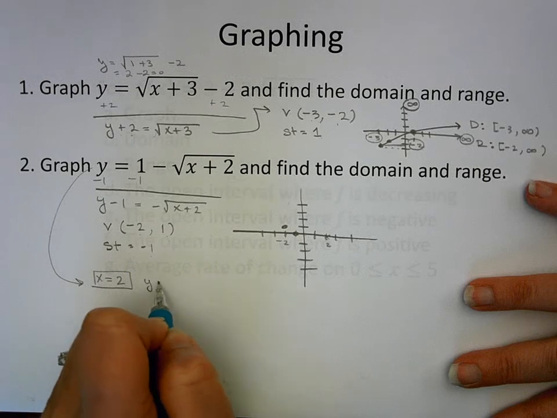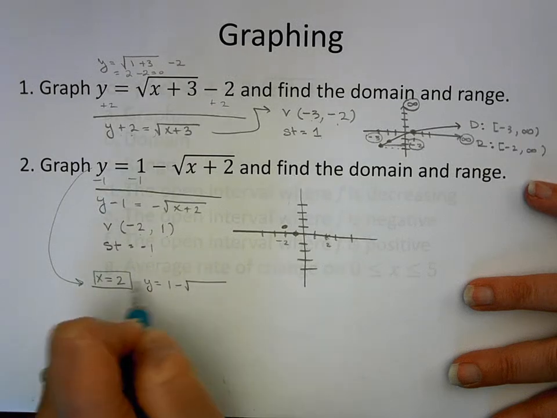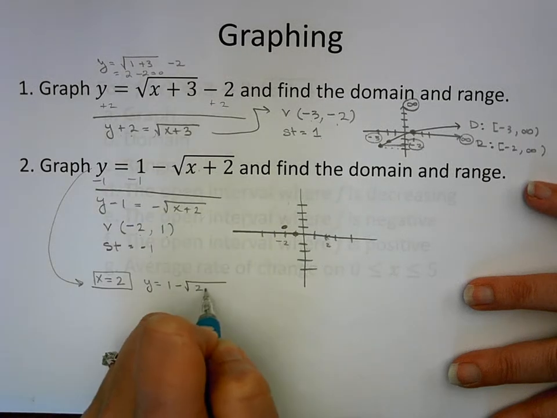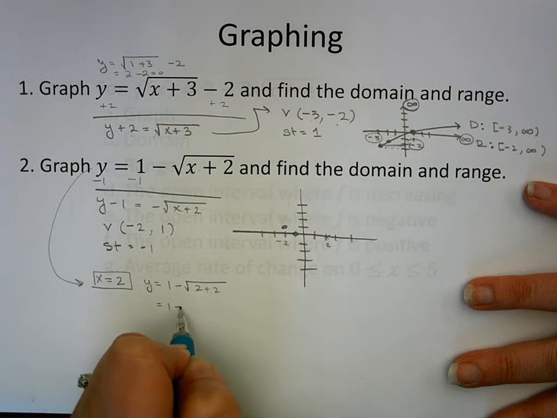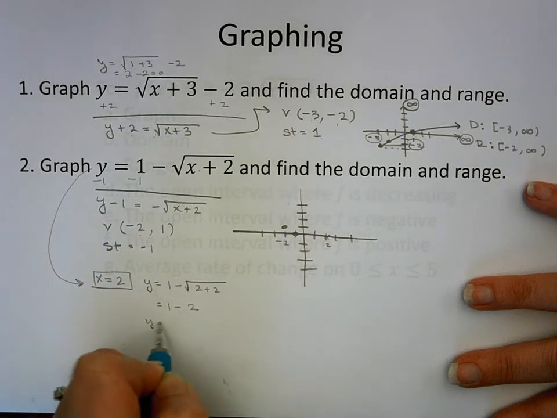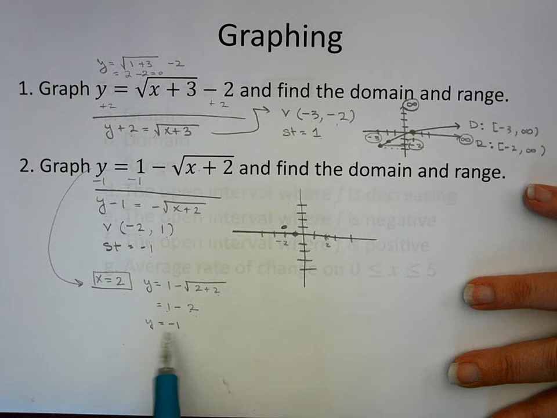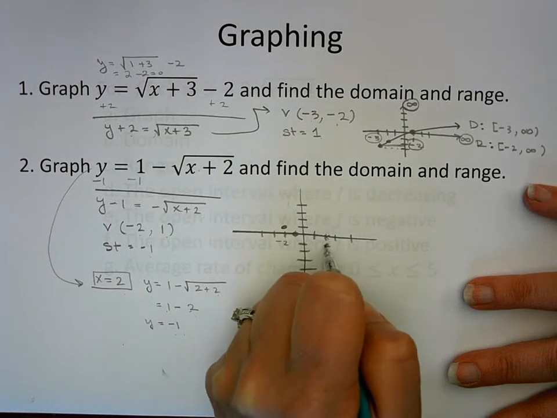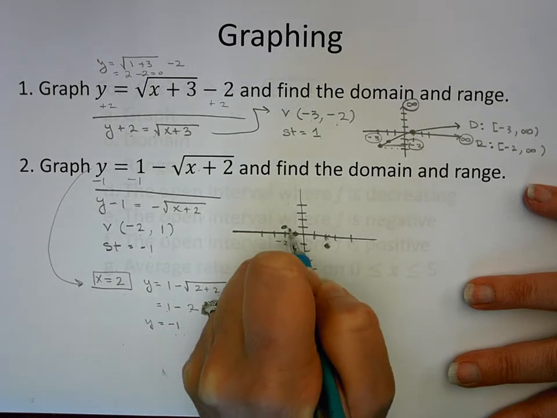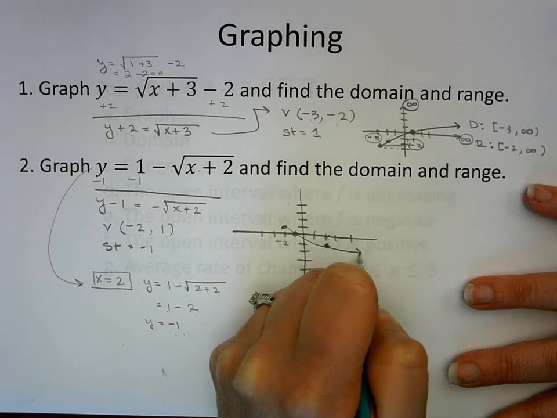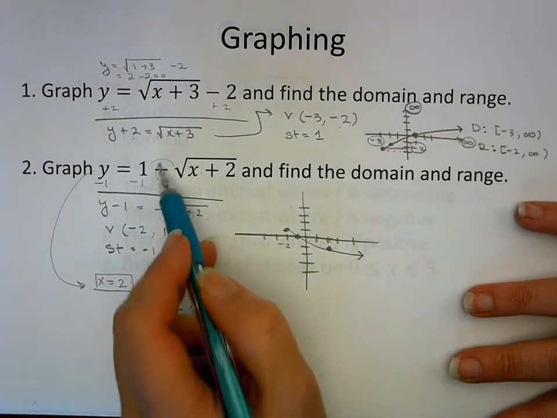So I have y equals 1 minus replace x with 2. So 1 minus the square root of 4. So y equals -1. So the square root of 4 is 2, 1 minus 2 is -1. So at 2, I'm going to go to -1. So right here. And I should have a decreasing, right, a negative radical because my stretch was negative.